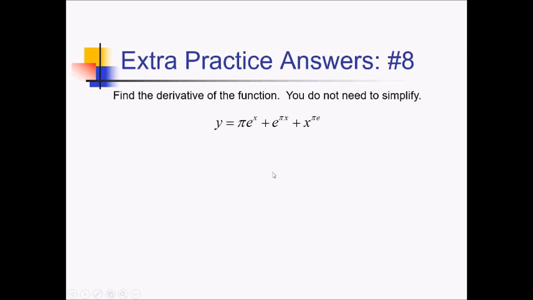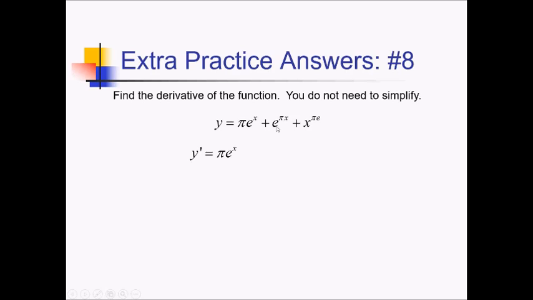On this fun problem, we have a whole bunch of e's and pi's in different combinations. So let's go through these one at a time here. Going from the left here, taking the derivative, pi e to the x. Well, the derivative of e to the x is just e to the x, and pi is along for the ride. So that is still pi e to the x when I take the derivative of that.